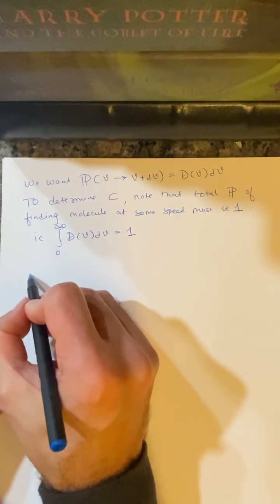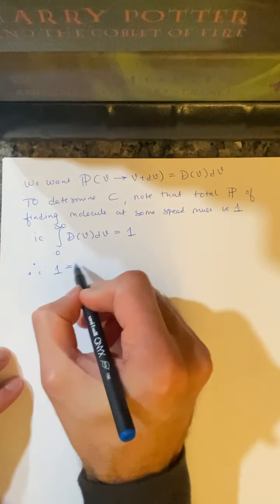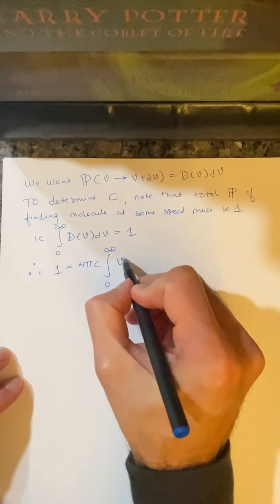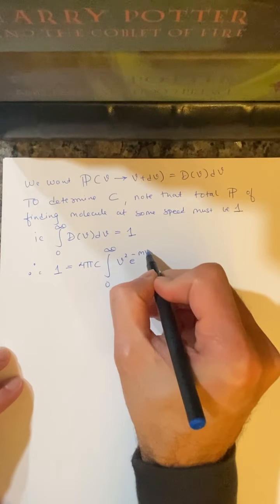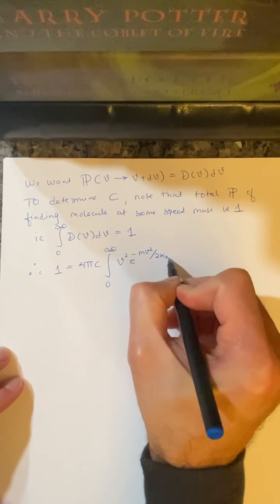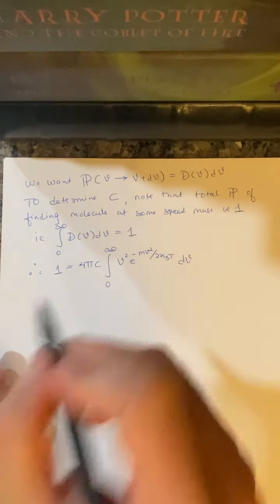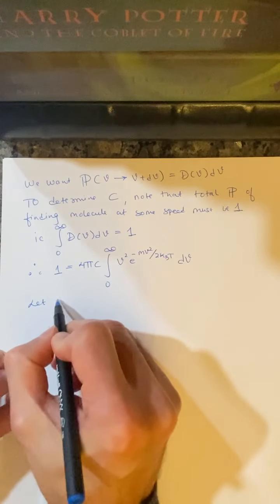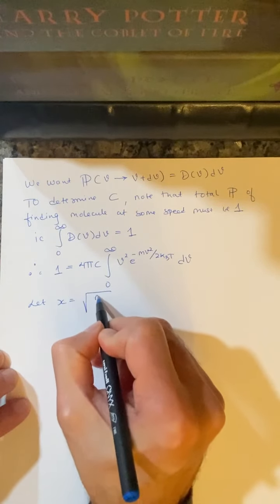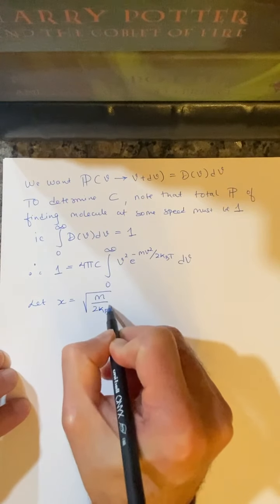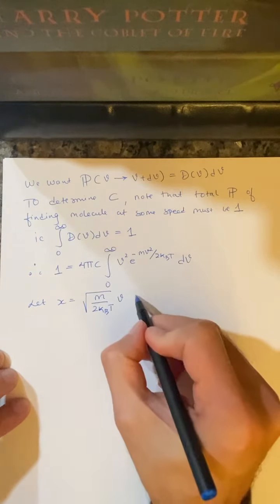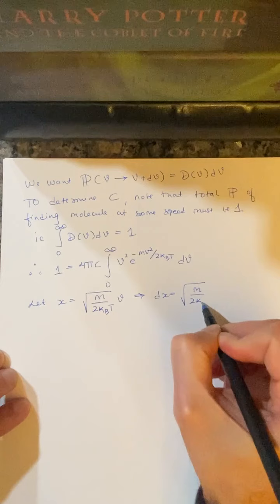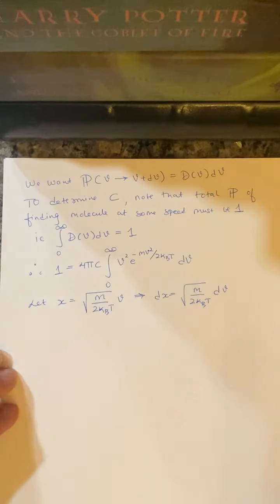All right, so let's try that now. Therefore, a little bit of math here. 1 is equal to 4 pi C integral 0 to infinity v square e raised to minus mv square over 2 kBT dv. To solve this integral, we need to make a substitution to make our life easy, right? Let x be equal to the square root of m over 2 kBT times v. Therefore, dx is going to be equal to the square root of m over 2 kBT dv.